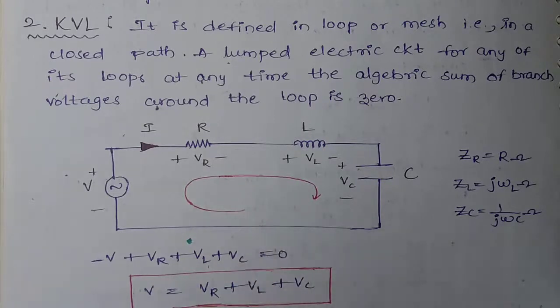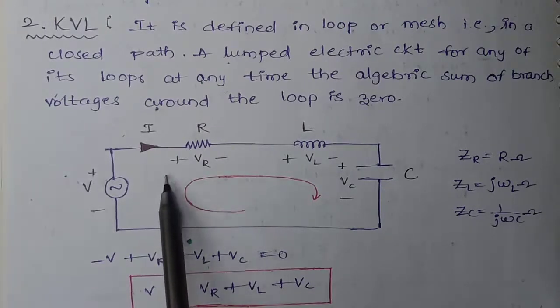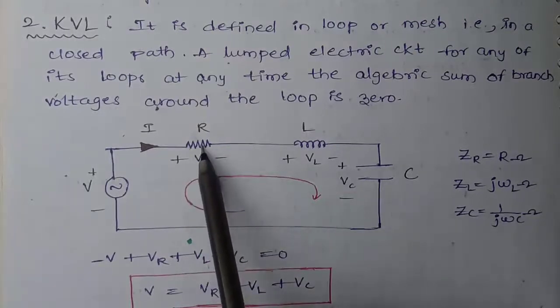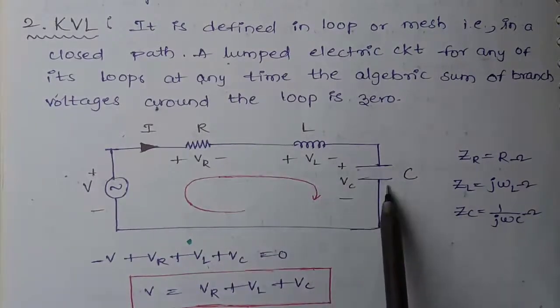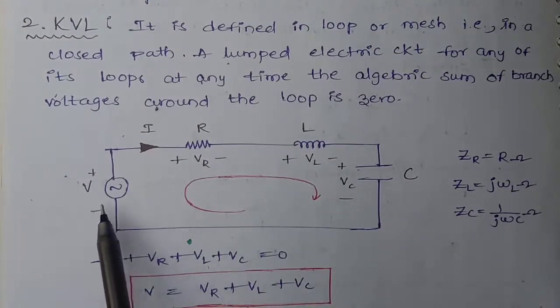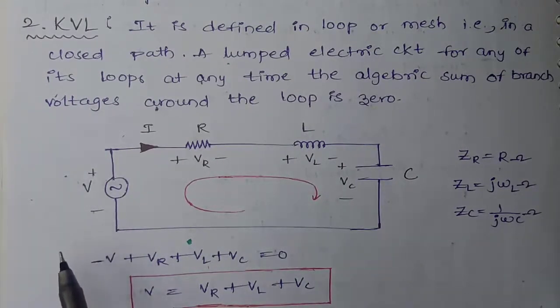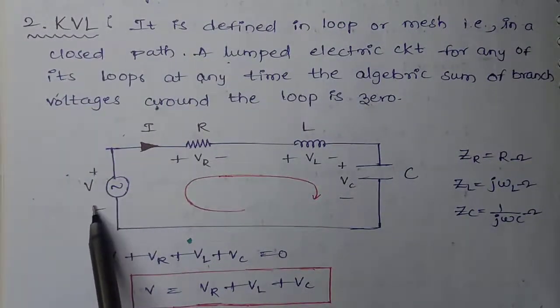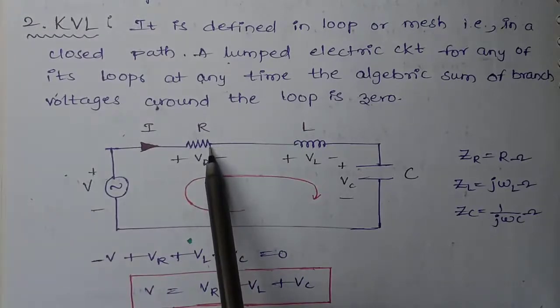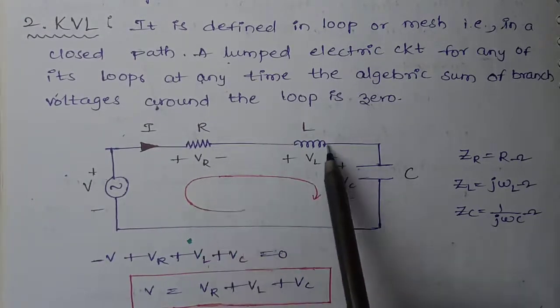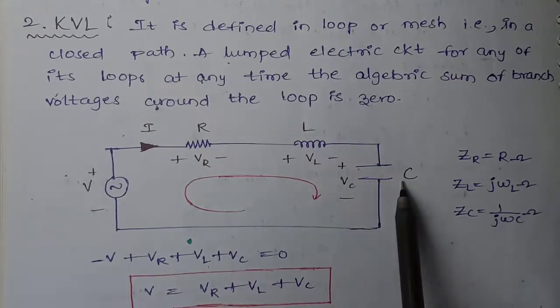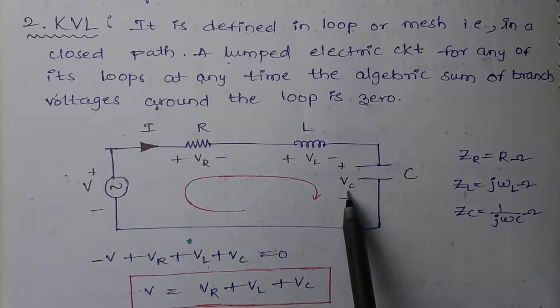Okay, that is our KVL. Now look at this circuit. I have a resistance R, an inductance L, and a capacitance C in the circuit, which is connected to a voltage source V. The voltage of this source is V, the voltage across the resistance is VR, the voltage across the inductance is VL, and the voltage across the capacitance is VC.